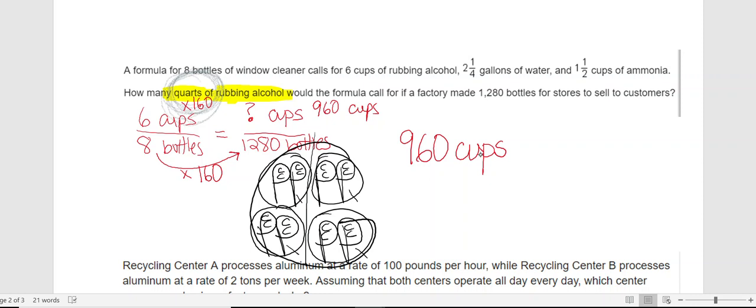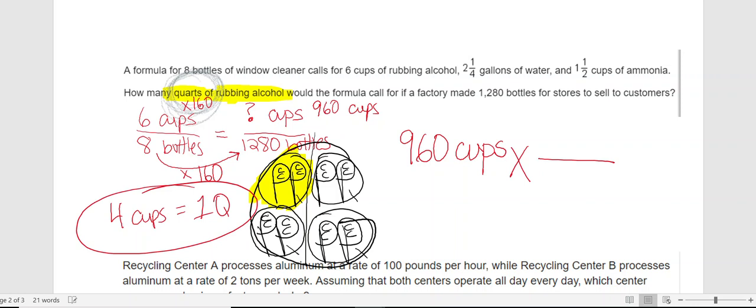So I could figure out how many cups are in a quart by taking one of my quarts and counting how many C's I wrote in there. So 1, 2, 3, 4. There are 4 cups. 4 cups is equal to 1 quart. So now I need to multiply by 4 cups and 1 quart. I need to decide, where am I going to put the 4 cups? Where am I going to put the 1 quart?